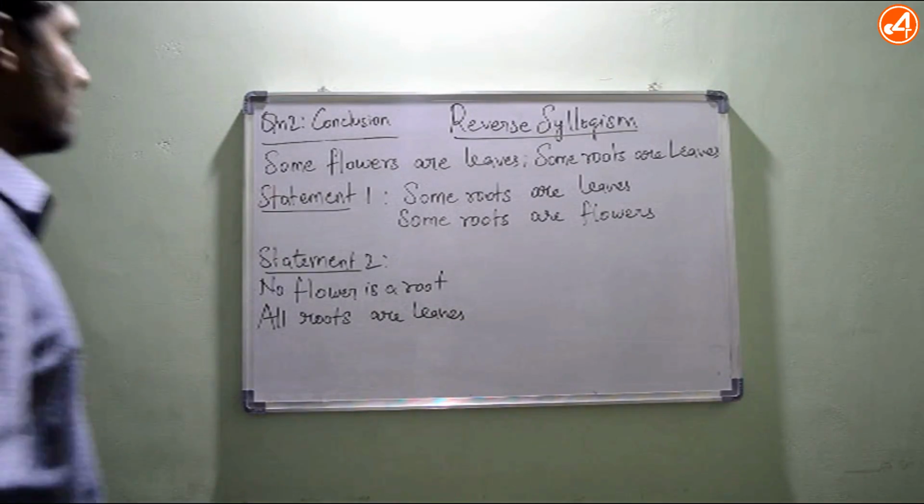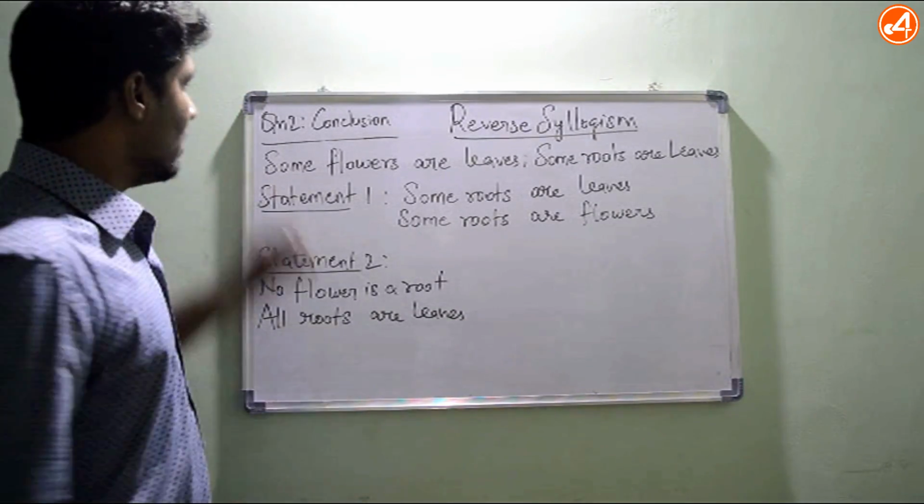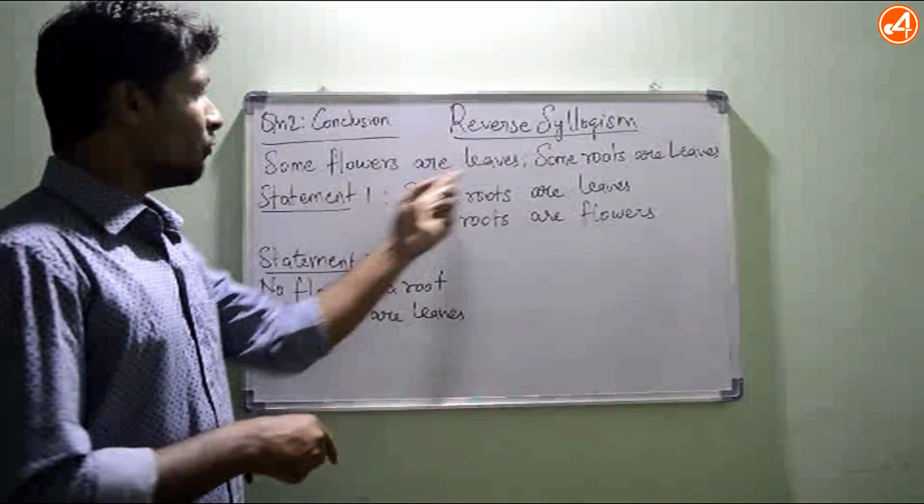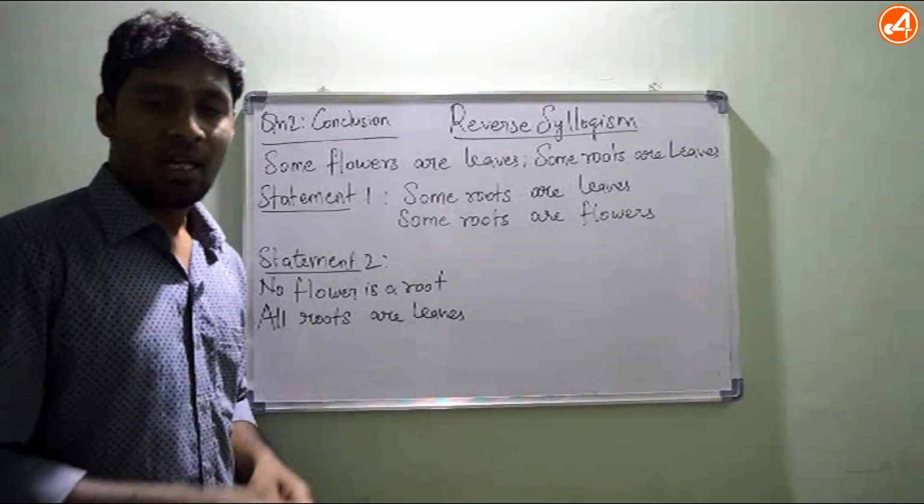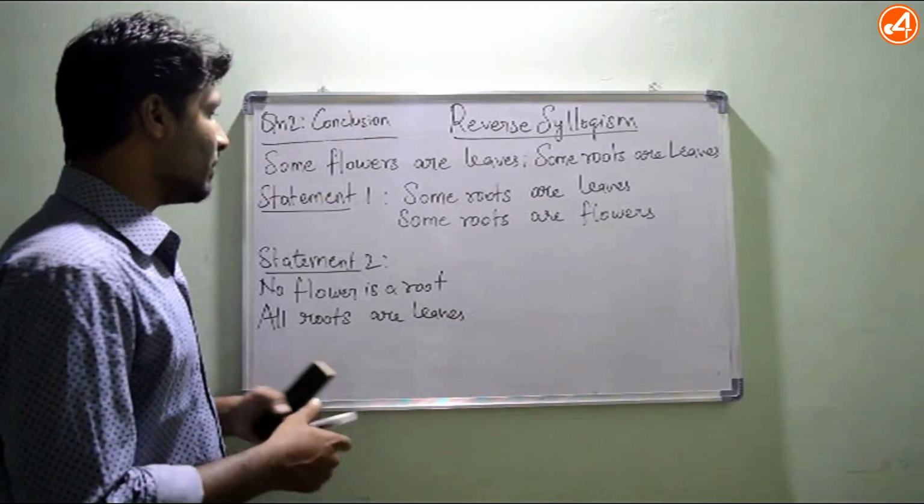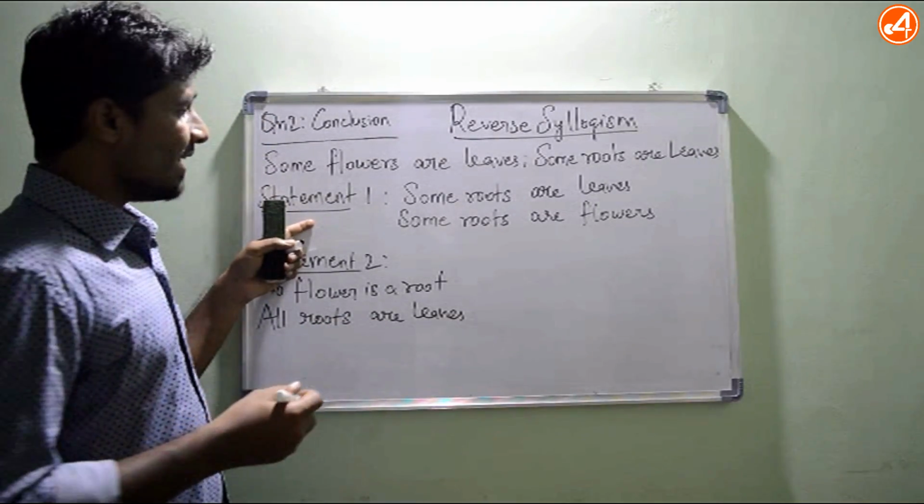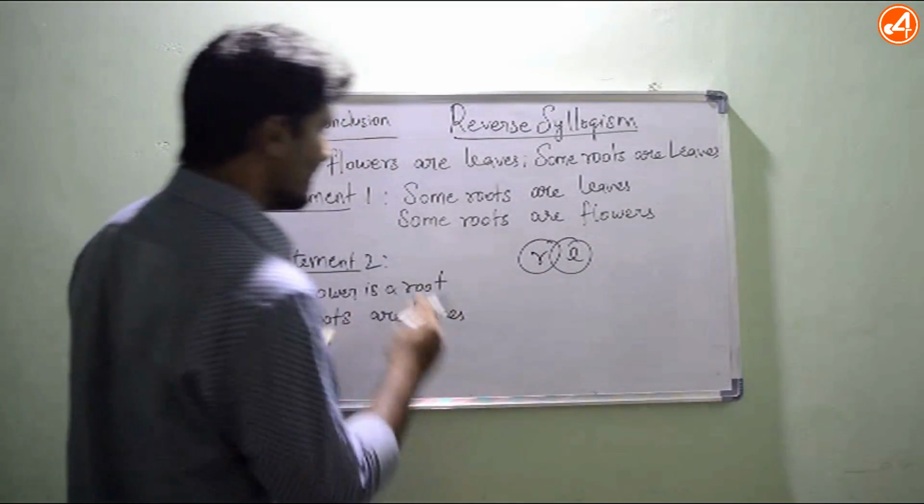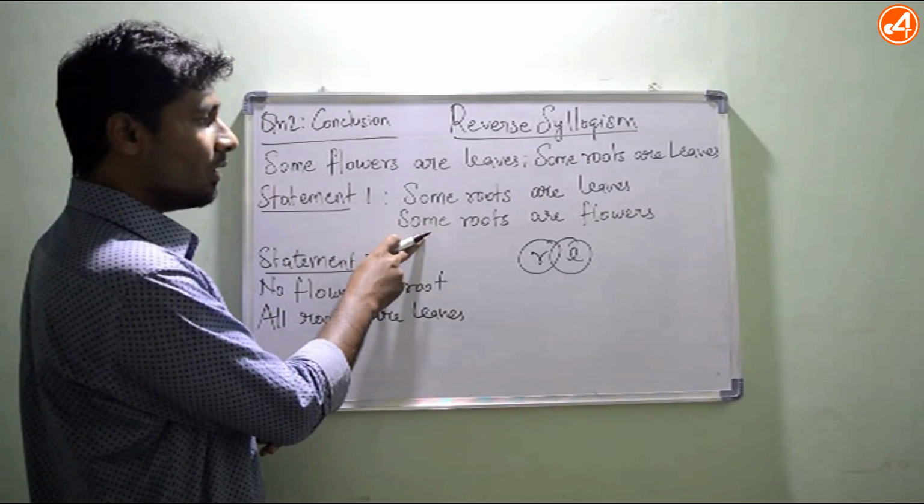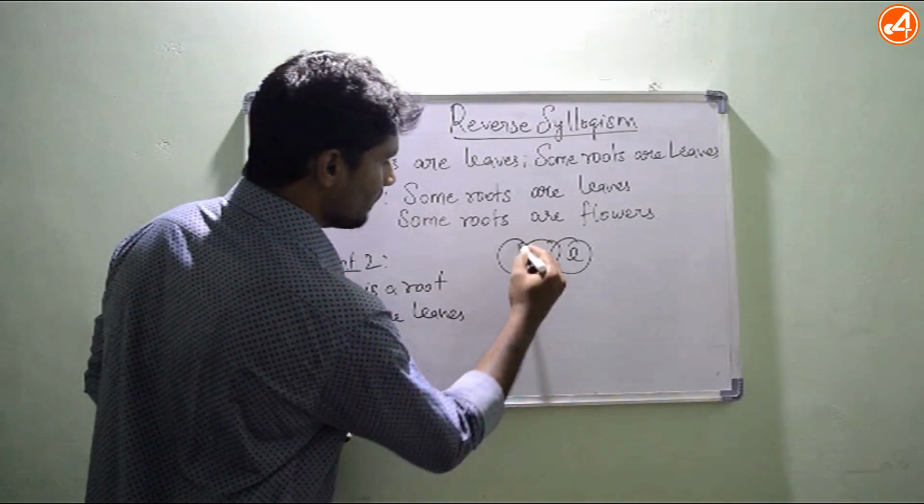This question has 5 statements followed by a single conclusion, and that conclusion has 2 phrases, and each statement has 2 phrases of the given options. Again, we can draw a diagram for the given statements. So the first statement is some roots are leaves, and the second is some roots are flowers.